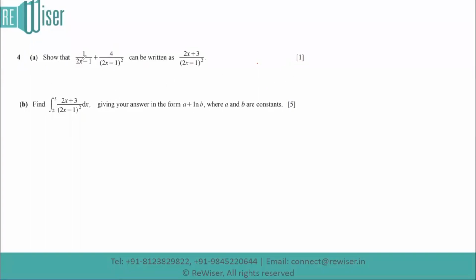Part A: show that 1 over 2x minus 1 plus 4 over (2x minus 1) squared can be written as (2x plus 3) over (2x minus 1) squared. In order to show that, I'll just take the left-hand side, this expression: 1 over 2x minus 1 plus 4 over (2x minus 1) squared.